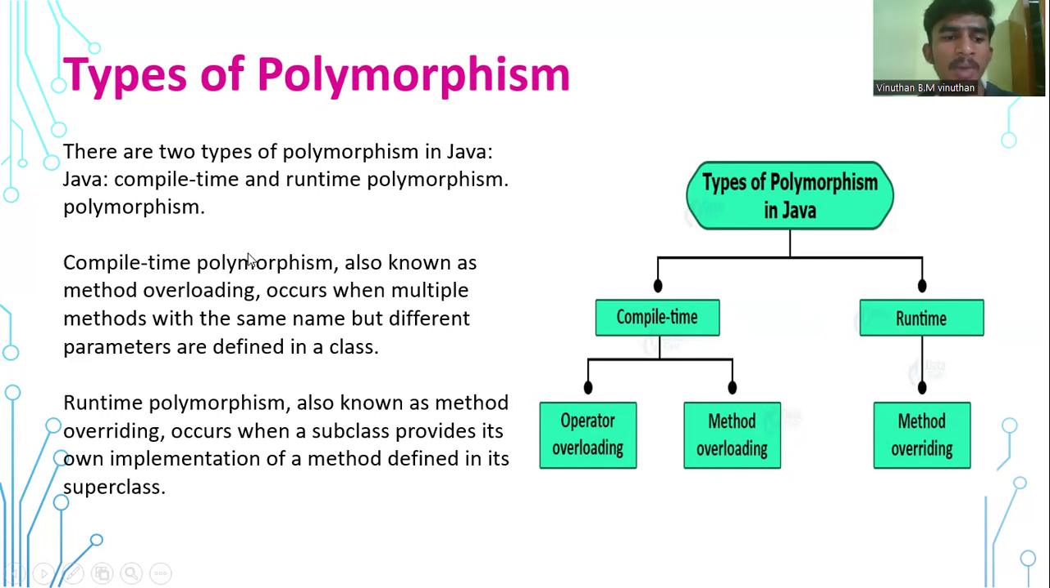What is compile time polymorphism? That is also known as method overloading. It occurs when multiple methods with the same name but different parameters are defined in a class. What is runtime polymorphism? It is also known as method overriding. It occurs when a subclass provides its own implementation of a method defined in its superclass.